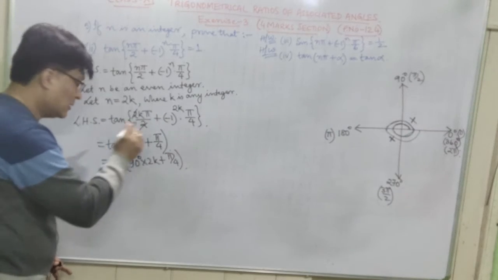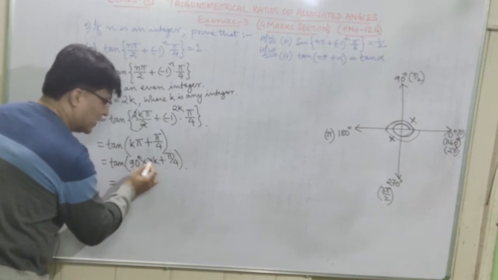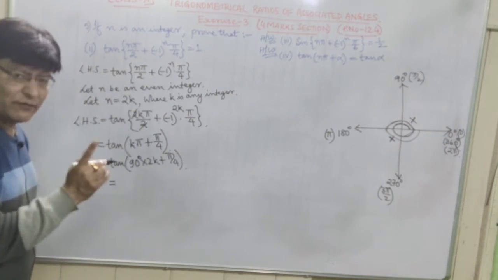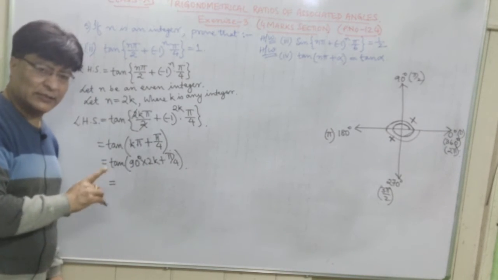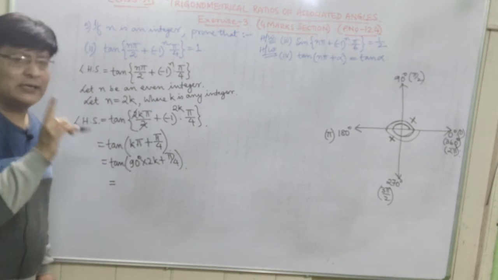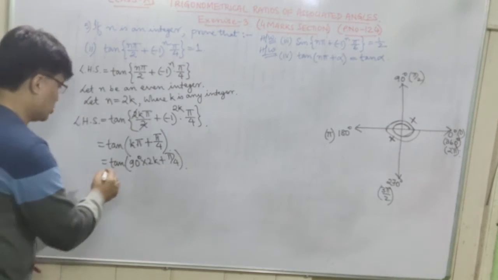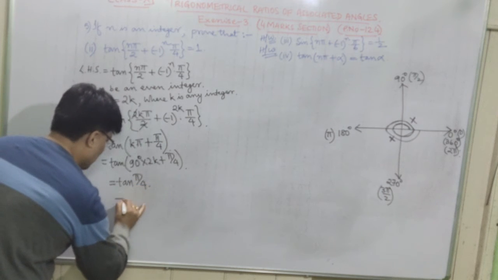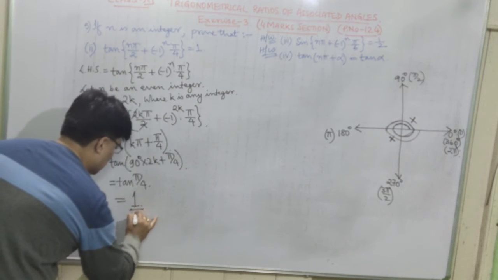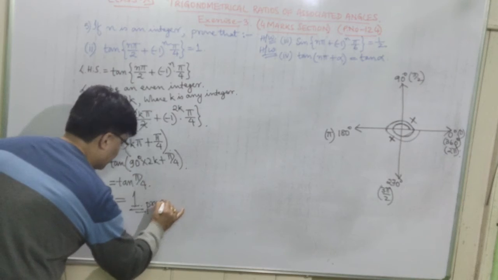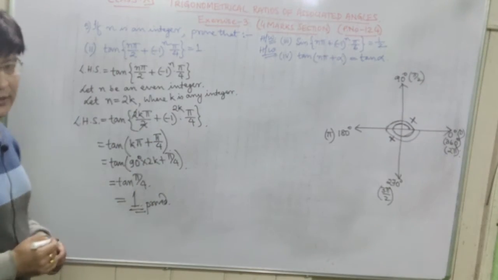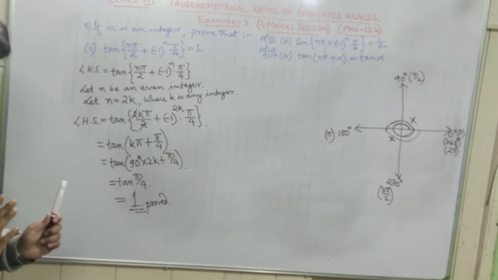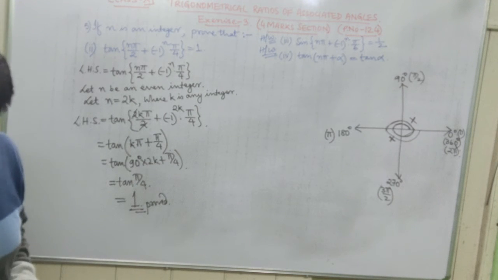Okay? Again, this 90 degree into 2k is an even multiple of 90. 2k is what? An even integer, an even multiple of 90. So if it is an even multiple of 90, trigonometrical ratios do not change. So it is tan pi by 4, which is equal to, what is this value? This is 1. Proved. So I think you have understood it. Okay? Is there any problem? I think there is no problem. So we can revise it at home.